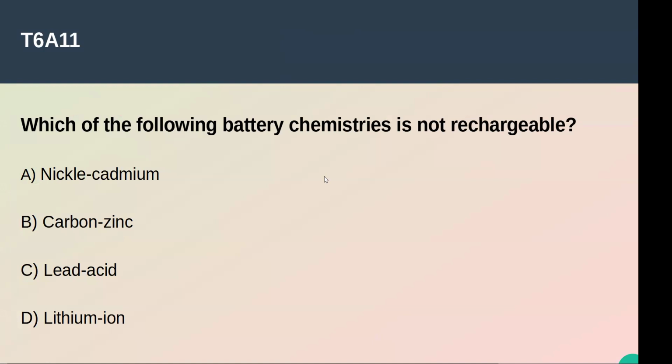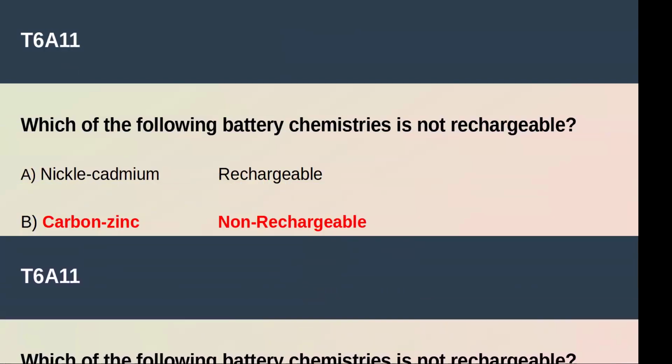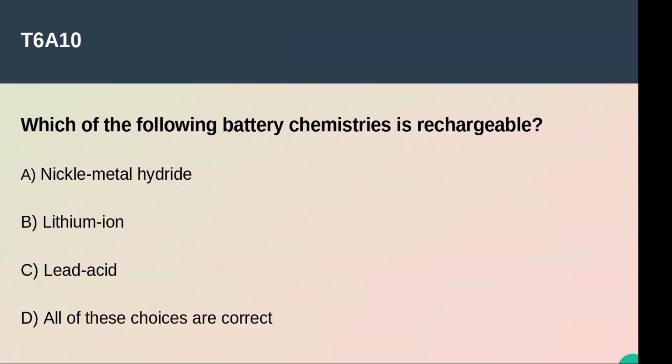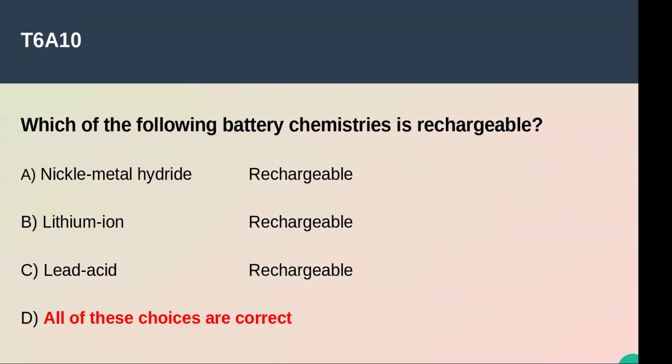Which of the following battery chemistries is not rechargeable? B, Bravo. Which of the following battery chemistries is rechargeable? Bravo. Well, you got the... All of them. D, delta.